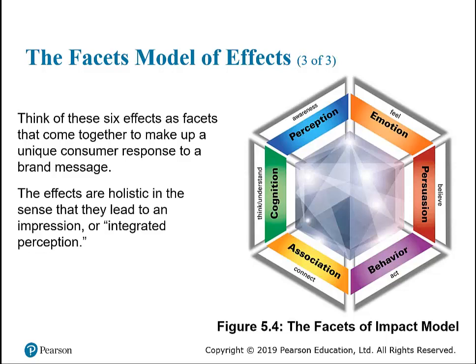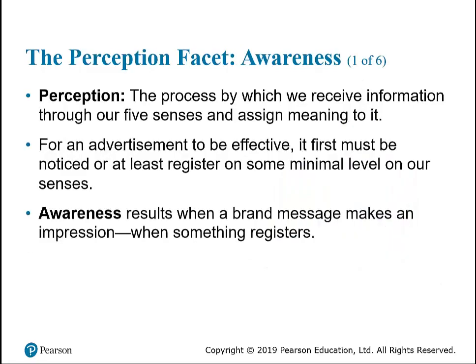Think of these 6 effects as facets that come together to make up a unique consumer response to a brand message. The effects are holistic in the sense that they lead to an impression or an integrated perception. The perception facet, awareness. Perception is the process by which we receive information through our 5 senses and assign meaning to it. For an advertisement to be effective, it first must be noticed or at least register on some minimal level on our senses. Awareness results when a brand message makes an impression, when something registers.